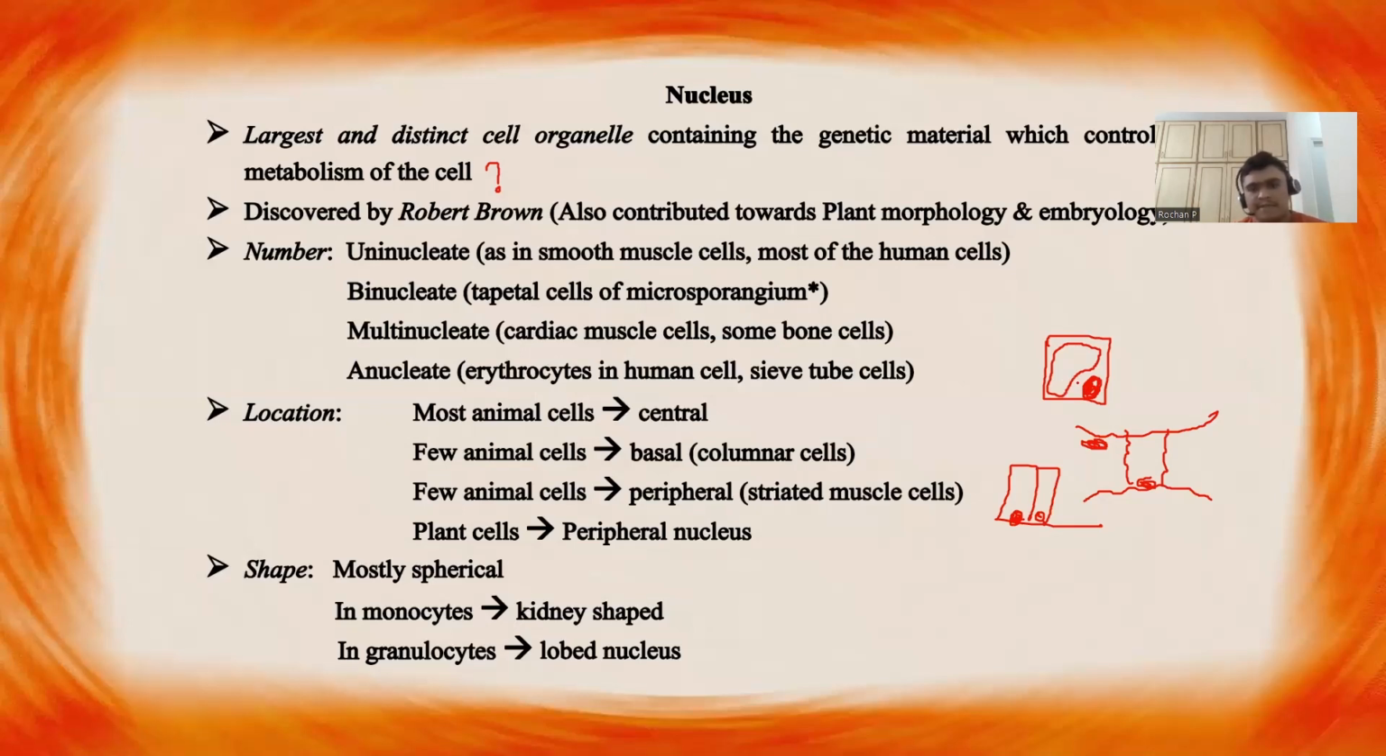Whenever we draw a nucleus, we draw it spherically, a sphere-like structure, correct? But there are modifications in this also. In WBC, white blood cells, we have a classification of WBC as well. There is a type of WBC called monocyte, in which you are going to have a kidney-shaped or bean-shaped nucleus. Similarly, in another type of WBC called granulocytes, you are going to have a lobe-shaped nucleus.